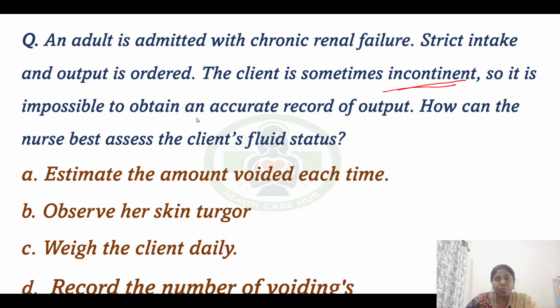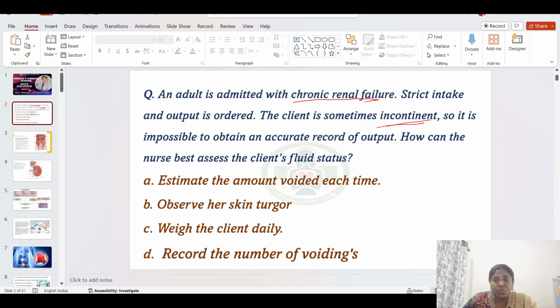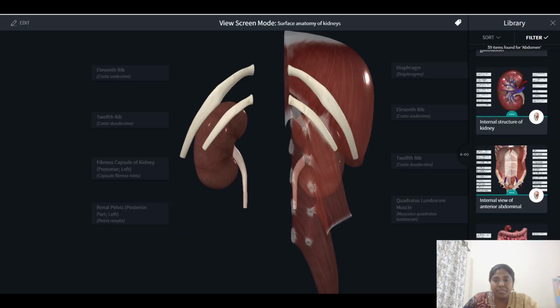Here the condition they have given is chronic renal failure. So we should also know about the genitourinary system and what a normal kidney looks like. Let's see one by one. So here we have a normal kidney. Can you look at the kidney?